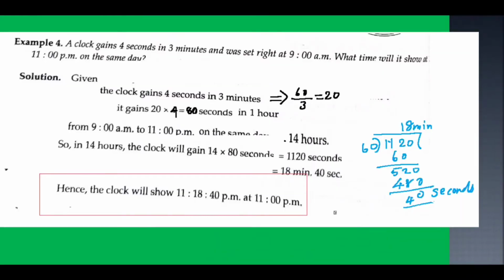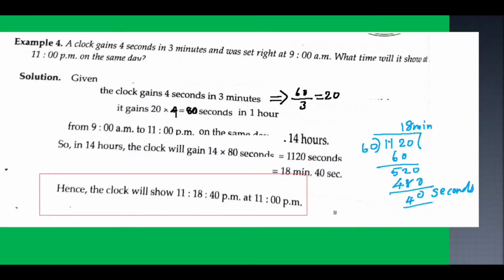First one, a clock gains 4 seconds in 3 minutes and is set right at 9 a.m. What time will it show at 11 p.m. on the same day? Given that for each 3 minutes it gains 4 seconds, so for 1 hour it gains 20 into 4, 80 seconds.